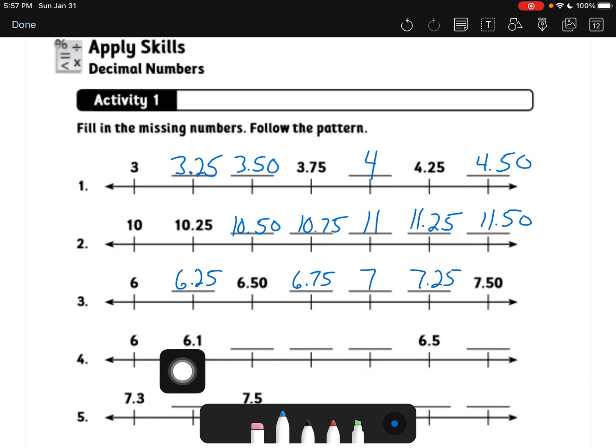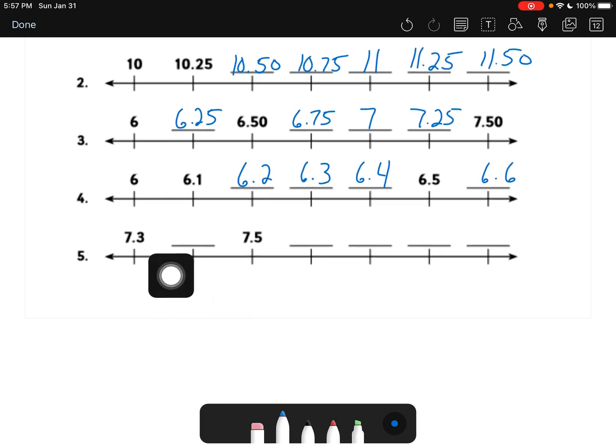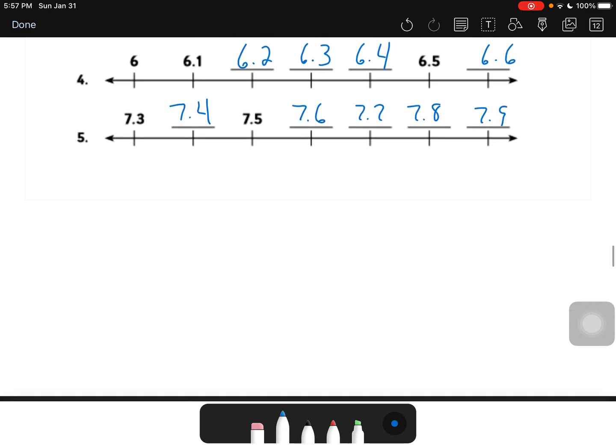Okay, now this one's just counting by 0.1s. 6, 6.1, 6.2, 6.3, 6.4, 6.5, 6.6. Okay, and this one as well, because it goes from 7.3, it skips one, and then 7.5. So that has to be 7.4. We got 7.5, 7.6, 7.7, 7.8, 7.9. Okay, so we're just looking for our pattern there.